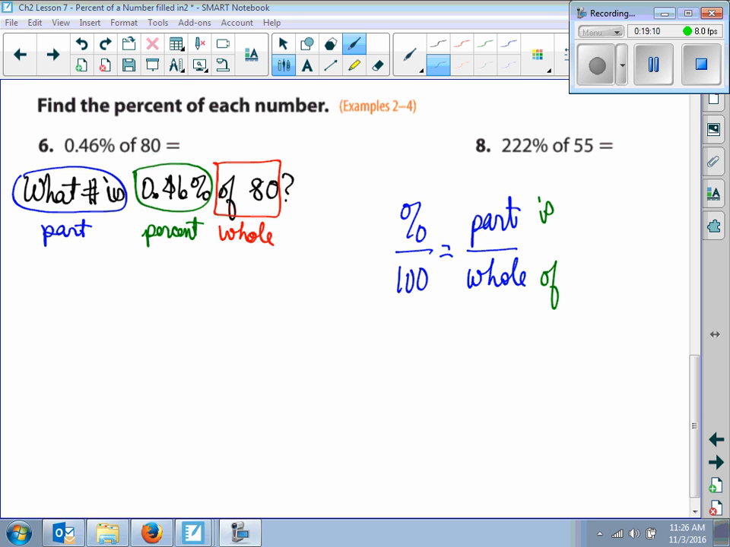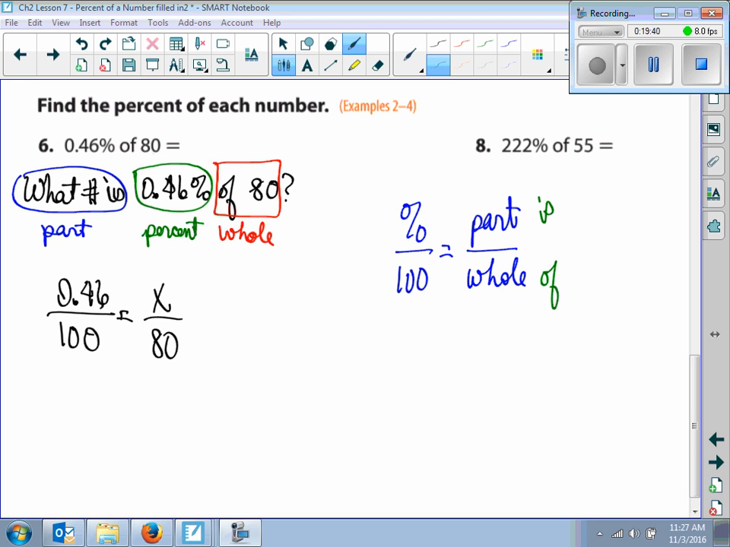So the percent goes over 100. So that's 0.46 over 100 is equal to the part, which we don't know what it is, so that's going to be the x, over the whole, which is 80. Very good. So now we can cross multiply.